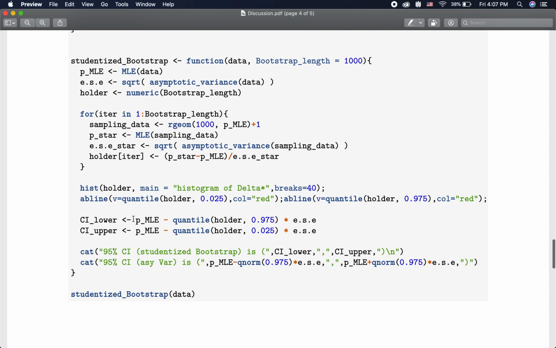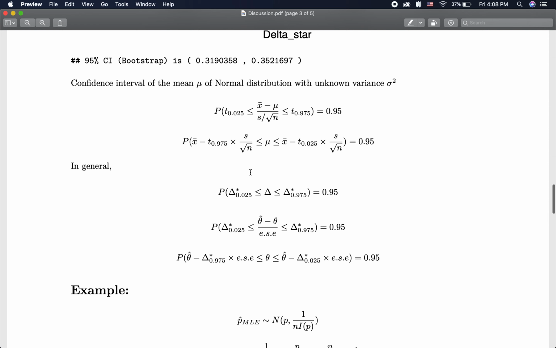So this is what we are doing here. This is the 0.975 quantile from our empirical distribution of delta multiplied by the ESE, and then we use the PMLE. So this is what we locked down at the beginning. Only this part is what we get from the simulation. And then we do that to construct the confidence interval, lower bound and upper bound, for the parameter zeta. So that is the last step here. And that will give us the 95% confidence interval for this parameter zeta.